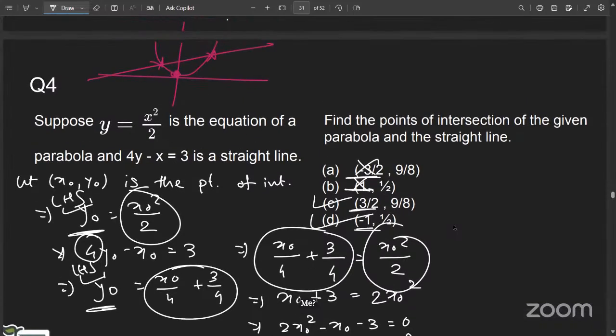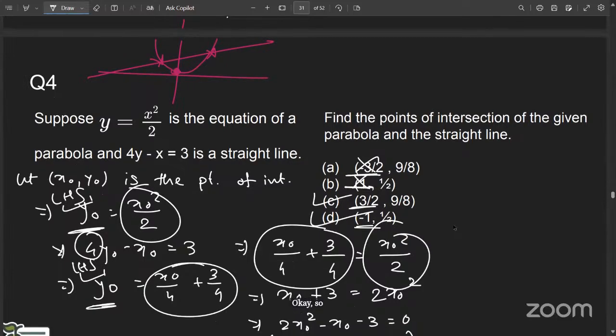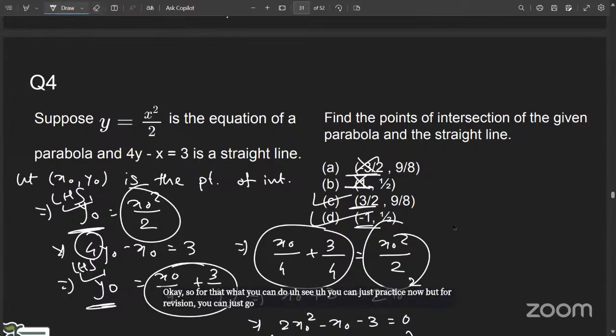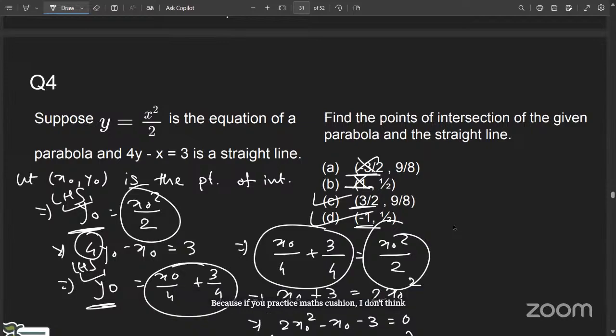Okay. So for that, what you can do? You can just practice now, but for revision, you can just go via the theory. That's all. That will be sufficient, I think. Because if you practice many questions, I don't think you need to go over all the questions when you are revising. When you are revising, just select one or two questions which you find very tough. If you solve this question, you will revise all your concept. So just pick out those questions for revision and go by the theory.